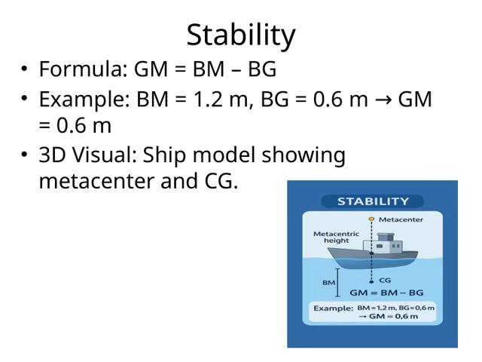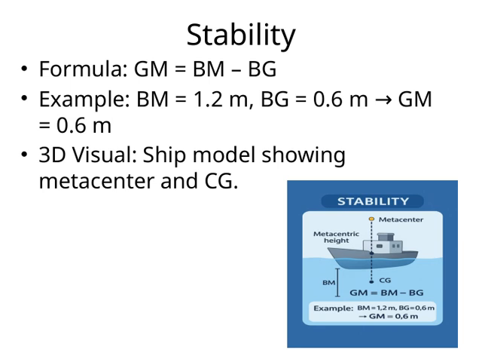Now let's look at the concept of stability. The key formula here is GM equals BM minus BG. Essentially, GM is the metacentric height, which is a crucial indicator of a ship's stability. To put it simply, BM is the distance from the center of buoyancy to the metacenter, and BG is the distance from the center of gravity to the center of buoyancy. In our example, if the BM is 1.2 meters and the BG is 0.6 meters, then the GM would be 0.6 meters. This positive value indicates that the ship is stable, as the metacenter is above the center of gravity.